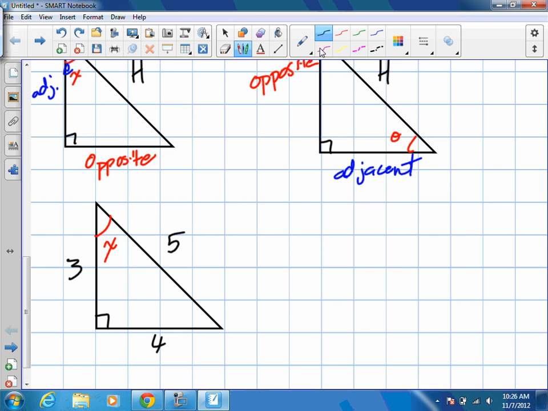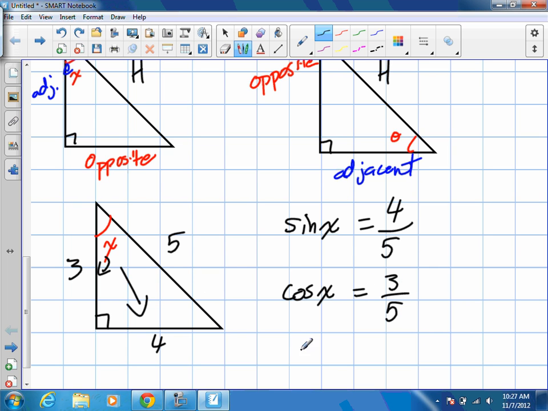For instance, sine x, that's solving that angle, is equal to the opposite. Well, the opposite would be considered 4 over the hypotenuse, which is 5. I could also use cosine x, which would be the adjacent. The adjacent in this case is 3 over the hypotenuse, which is 5. And finally, I could still solve for that same x using tan, because of the amount of information we have. And that would be the opposite, which is 4, over the adjacent, which is 3. All three of these cases would help us solve for angle x.